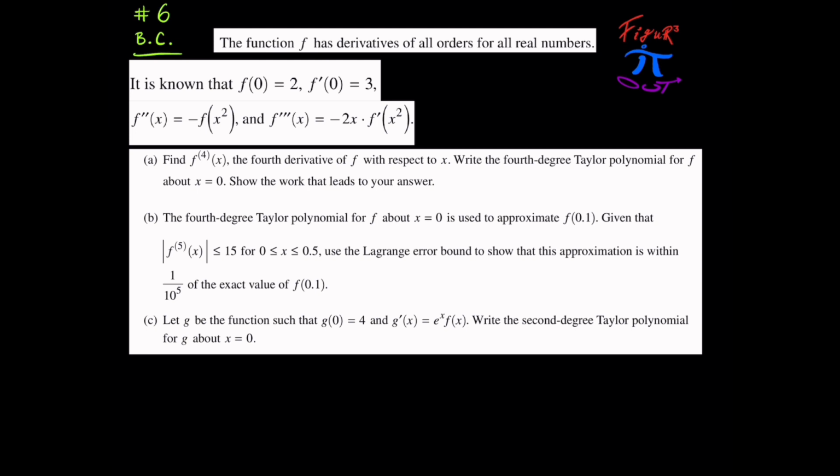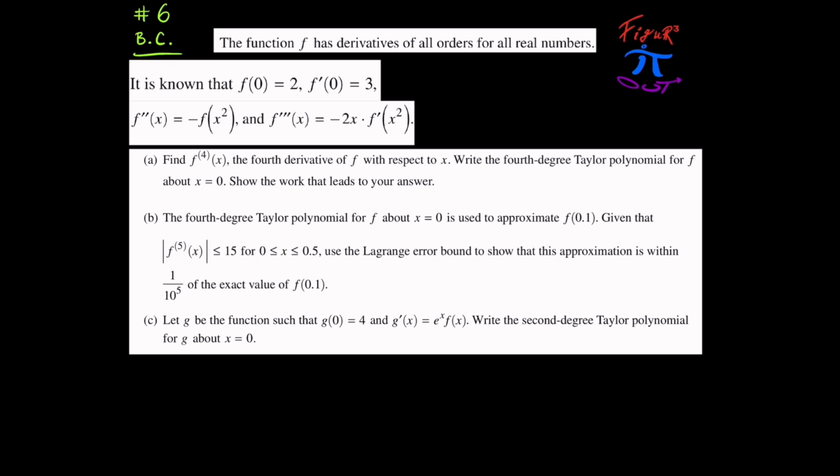The function f has derivatives of all orders for all real numbers. It is known that f of 0 is 2, f prime of 0 is 3, and f double prime and f triple prime are given here. We have a few things to find involving the Taylor polynomial expansion, and in this case, the fourth degree polynomial expansion. So first we'll have to find the fourth derivative approximated around x equals 0. Then we'll have to do an error-bound approximation.